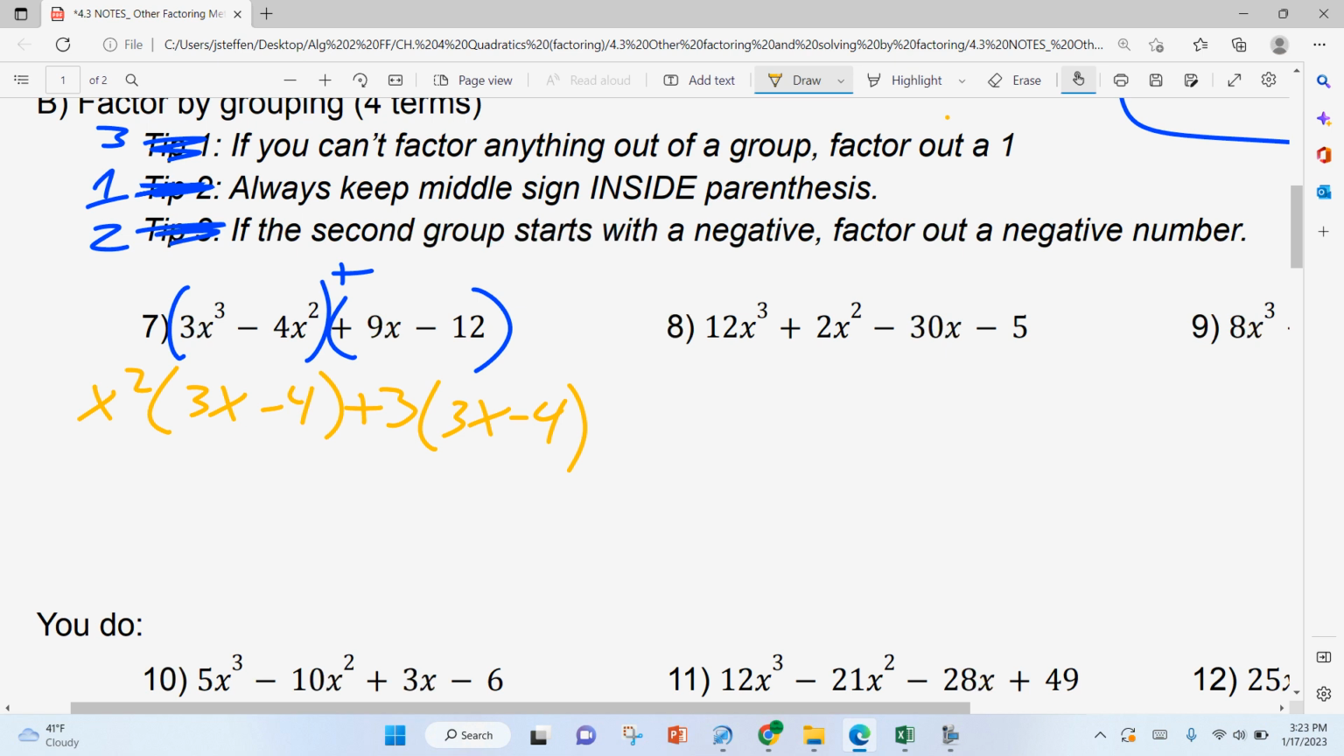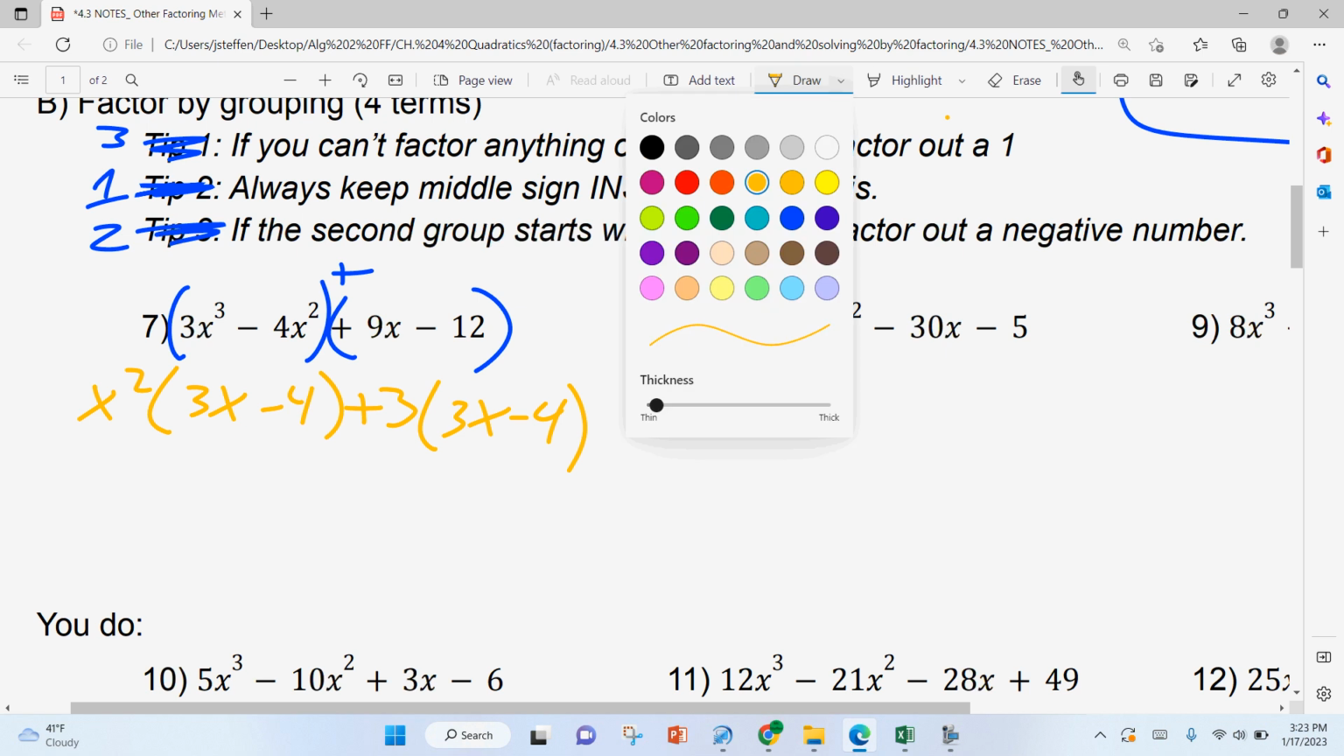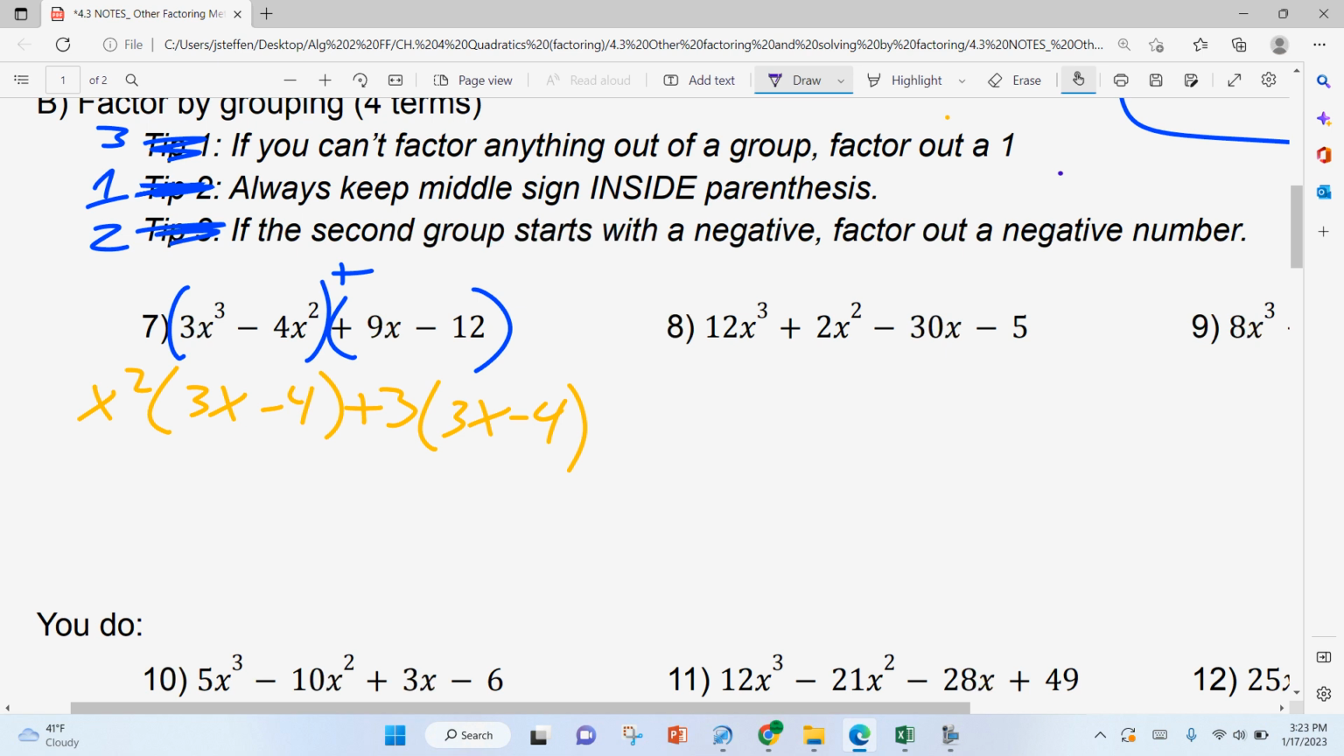Now, this is that second reason I really like factor by grouping. In the middle of this problem, there's a self way to check your work. Notice how 3x minus 4 and 3x minus 4 are exactly the same. That has to happen every time. If it doesn't, you got it wrong. So it's a very good way to check your work quick.